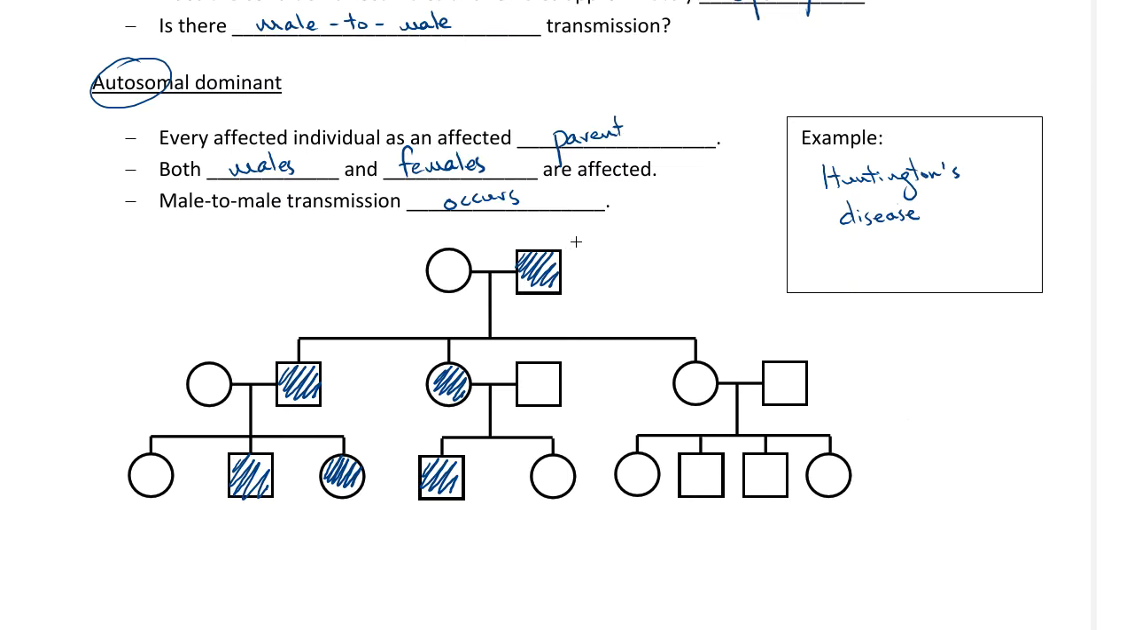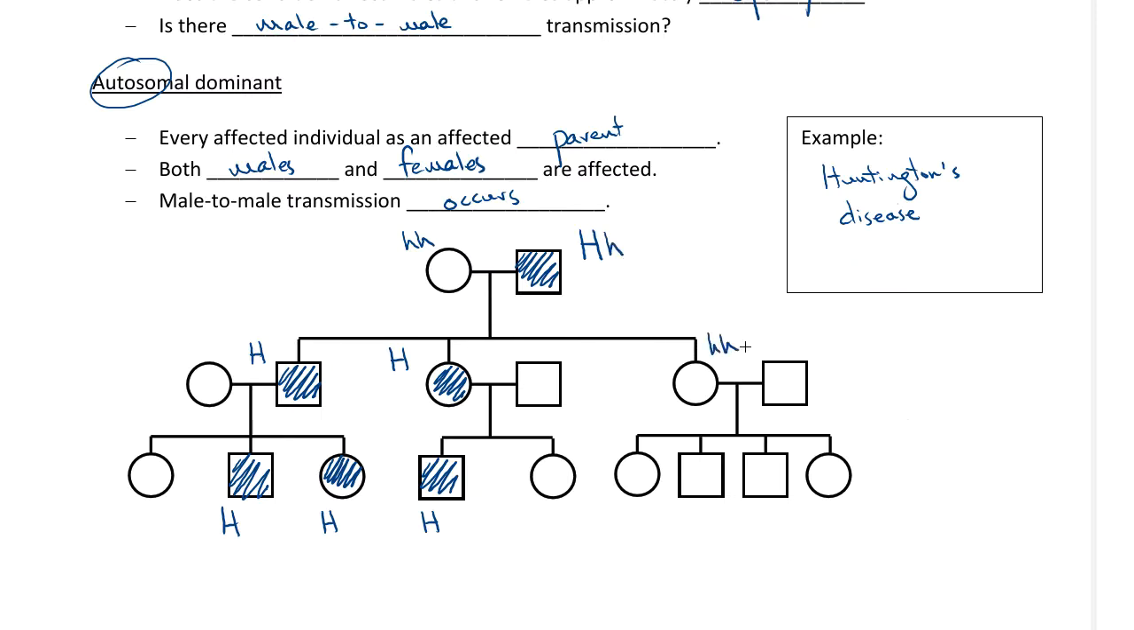Now let's add in some genotypes. I'm going to use capital H to indicate the dominant allele that confers Huntington's, and we know that this person must have one of those at least, and we know that all of these people must as well. Now, if we look at generation 1, this person doesn't have Huntington's, so they must be homozygous recessive. And because this couple has a child that doesn't have Huntington's, this person must be a heterozygote.